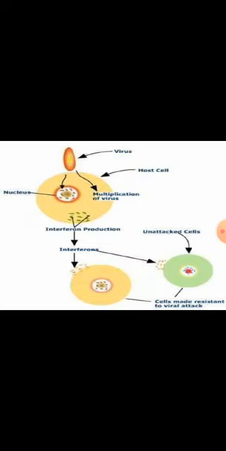Again, when the virus infects one cell, it stimulates this cell to produce interferon. Interferon diffuses to the neighboring cells and stimulates them to produce a very important protein called TIP protein. This TIP protein inhibits the viral protein translation. This is the mechanism of action of interferon.